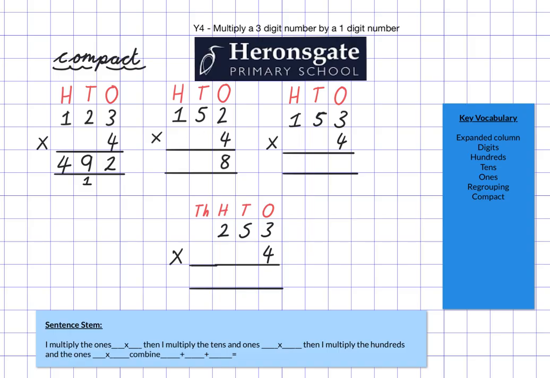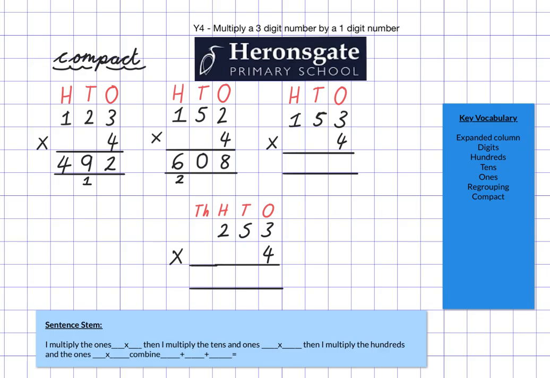And then we've got 50 times 4, which is 200. So as we've made 200s now, they can't remain in the tens column. So we're going to regroup the 200s and put it into the hundreds column. And then we've got 100 times 4, which is 400, plus the 200s is 600, so 608.